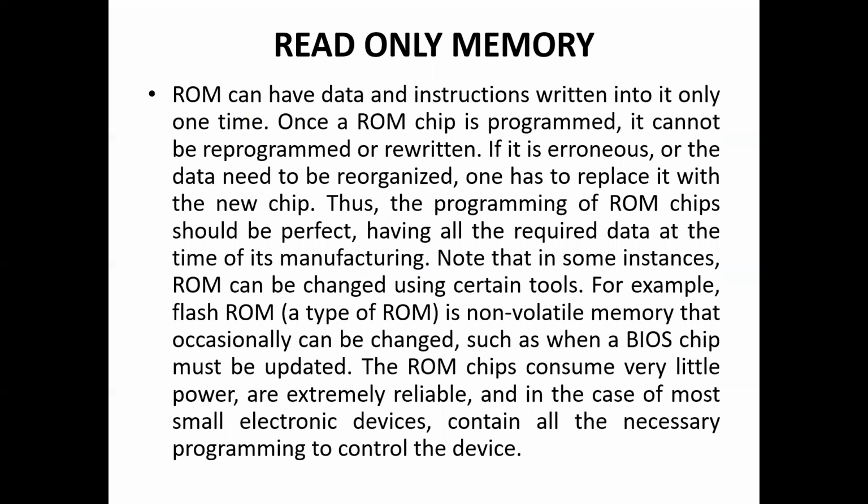Now, a little bit more description of ROM. It has data and instructions written only one time. It can't be programmed again, or you can say rewritten. If it is erroneous or data needs to be reorganized, then a new chip has to be replaced or new programming has to be done. I told you earlier also that ROM can't be altered, but in certain cases, or you can say a certain type of ROM can be altered using certain tools. For example, flash ROM, which is also a type of ROM, is non-volatile memory that occasionally can be changed when a BIOS chip must be updated.